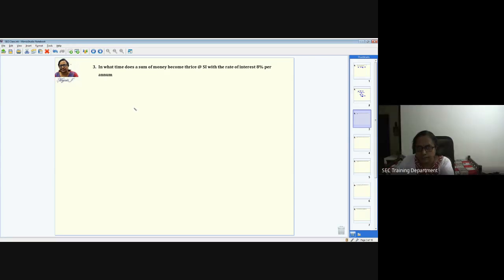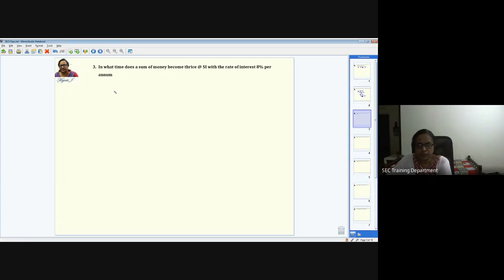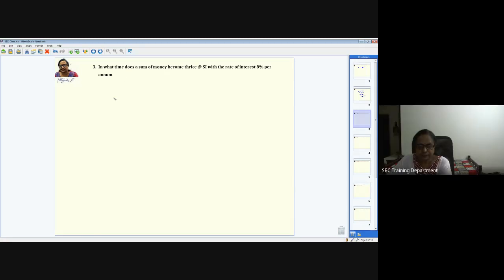In what time does a sum of money becomes thrice at simple interest with a rate of interest of 8% per annum? Now you tell me what you're supposed to do in this. Ajay Murthy, after a long time you have entered, so can you just tell me what you're supposed to take here? Or anyone else?